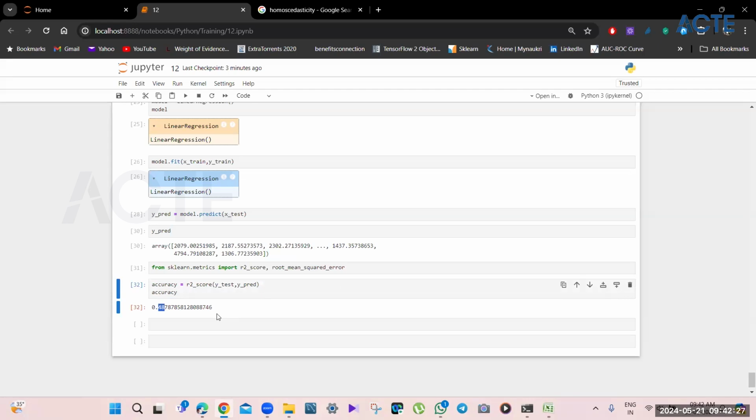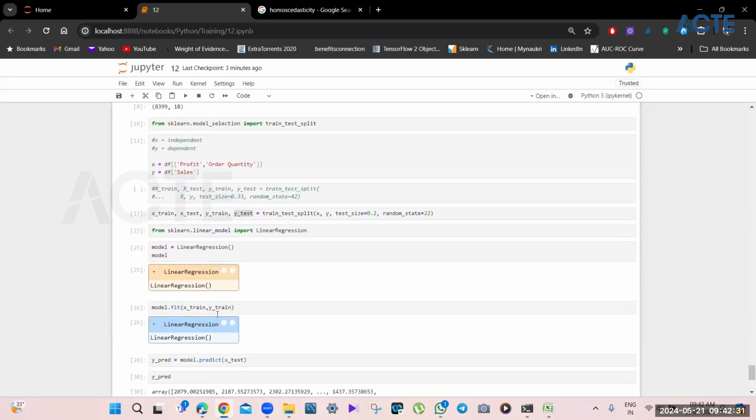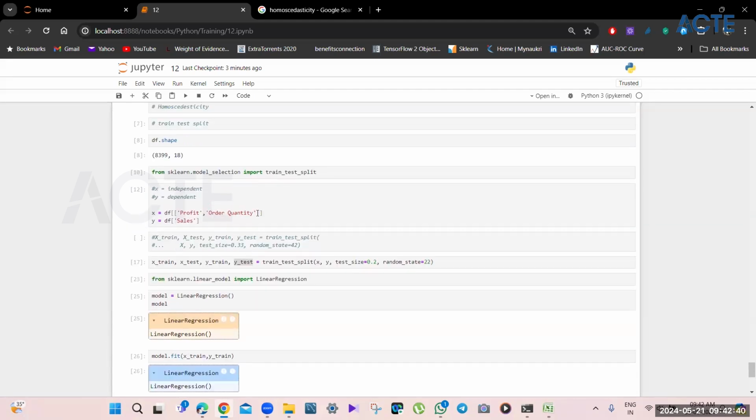This is not at all good. That means my model is not good. I have to rework on the model to improve the accuracy, right? So let's do one thing. Let's simply drop the order quantity for now.